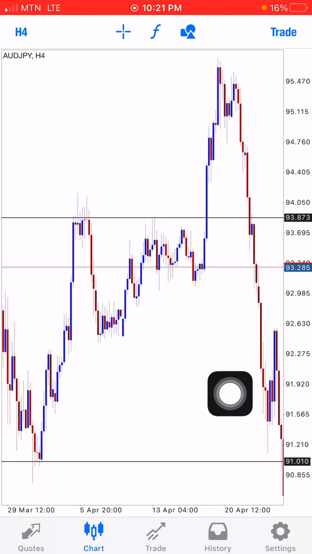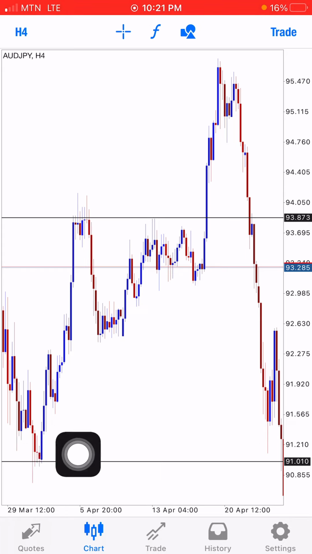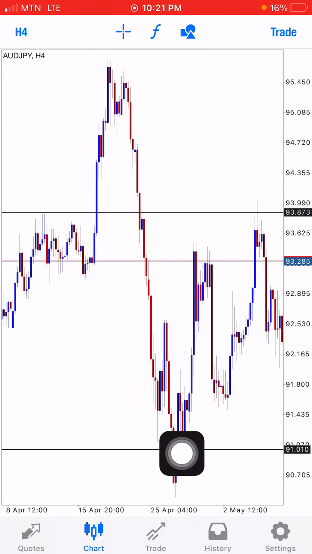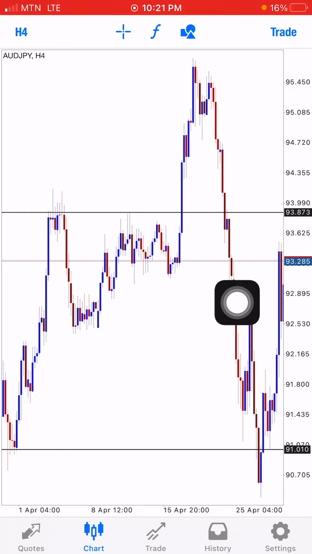This is where the pattern started. So I'll just enter and take profit on this level. Price broke this level and made a retest, and you see price sold up to that level as expected. Do you get it? As expected.